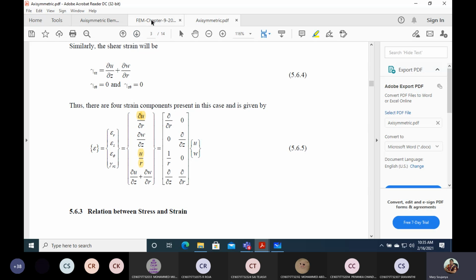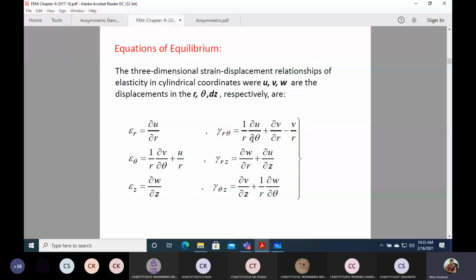All right. The other terms, the shear strains that are completely tangential, the whole term is going to be zero. So gamma r theta and gamma theta z are zeros. So what terms are we left with? We are left with epsilon r, epsilon z, epsilon theta and gamma rz. Now these are the strain displacement relationships for the axisymmetric problem.